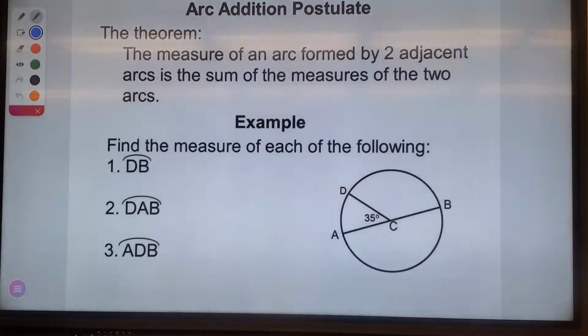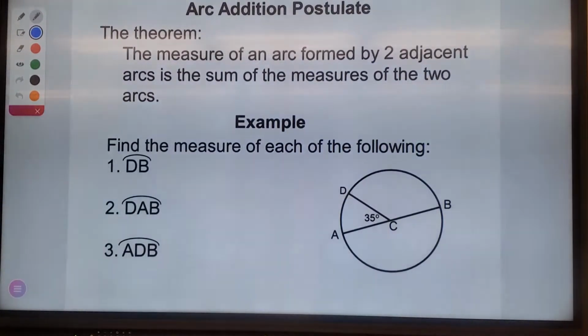So here, the arc addition postulate states that if you want to find the measure of an arc formed by two adjacent arcs, and adjacent here means that they are touching or connecting, then the sum of the measure of the two arcs is the measure of that arc as a whole. Okay, so I'll talk about those in a second.